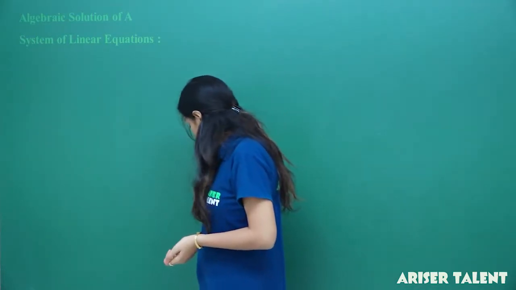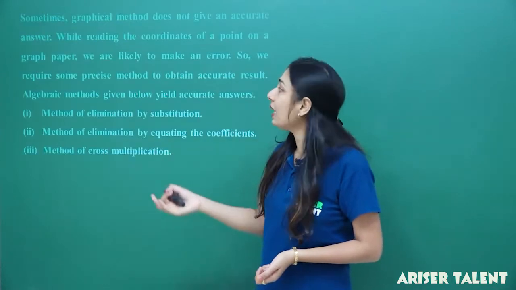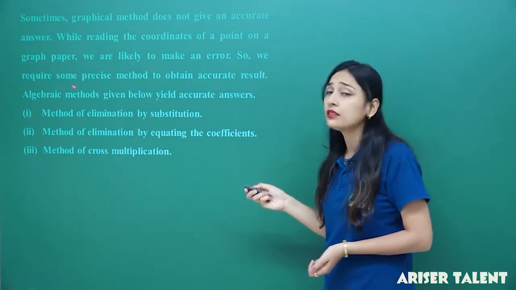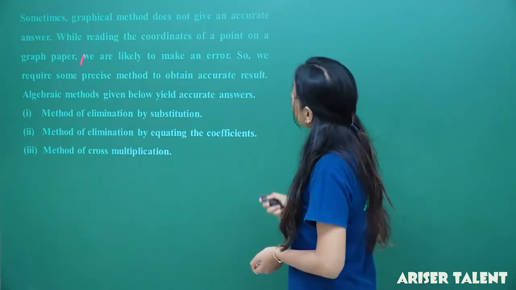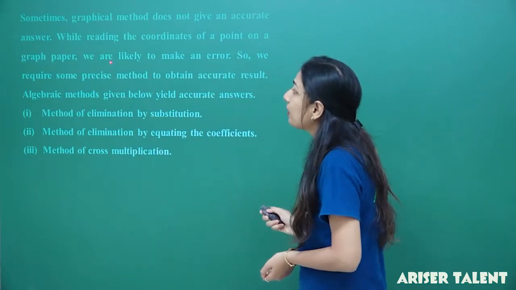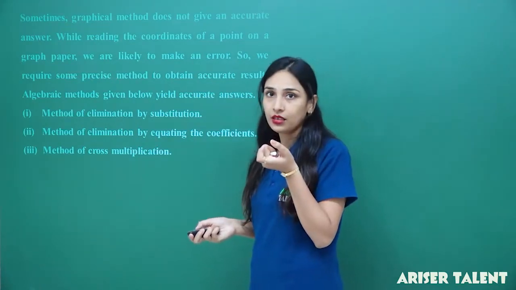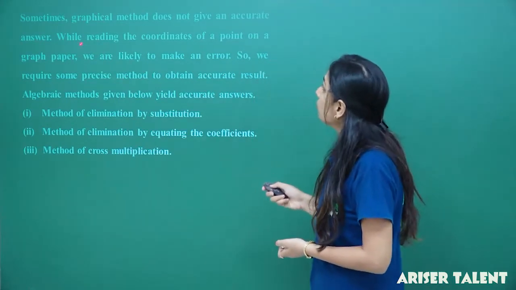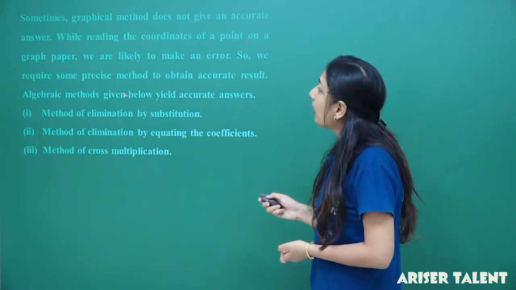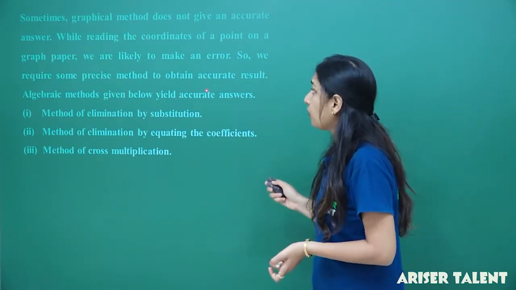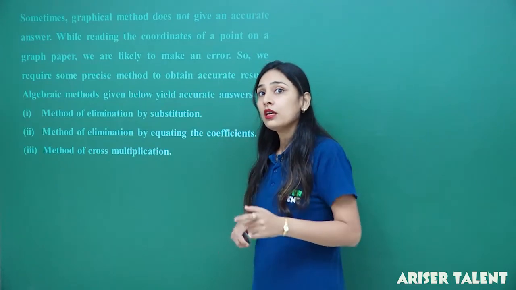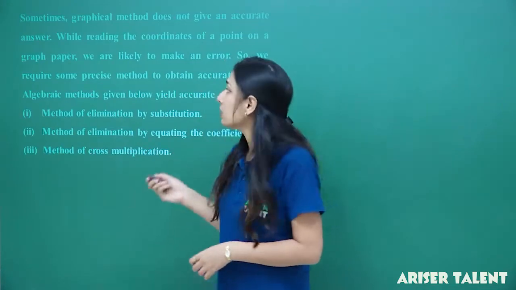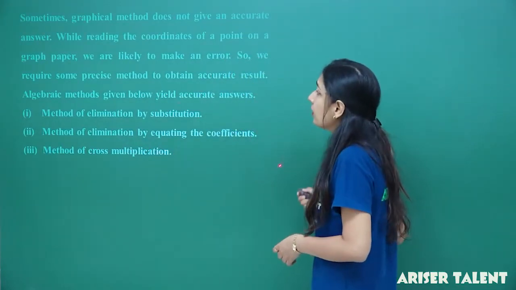Okay, so we are having this method by elimination. First, sometimes graphical method does not give an accurate answer, I have told you, right. While reading the coordinates of a point on a graph paper, we are likely to make an error. It's human nature, right? It's so obvious to make error. Okay, so we require some precise method to obtain accurate results. Now this need of accurate answers led to the discovery of these algebraic methods given below, which yield accurate answers.